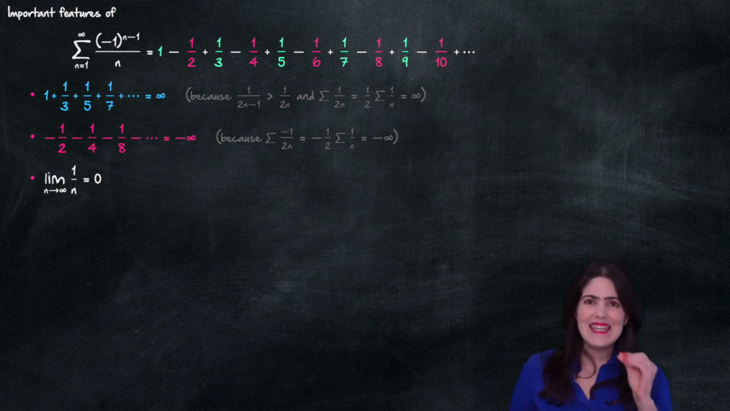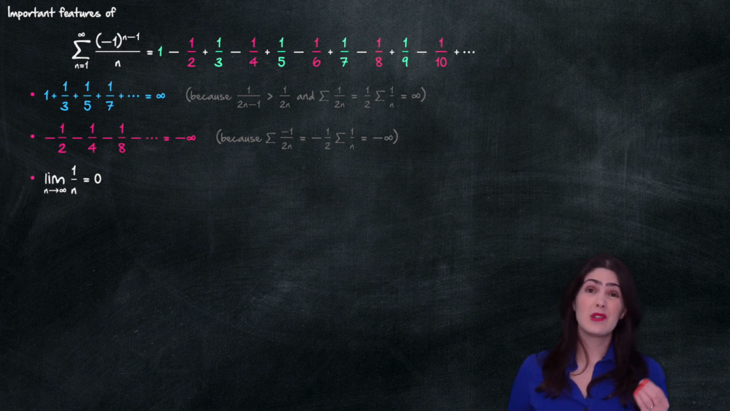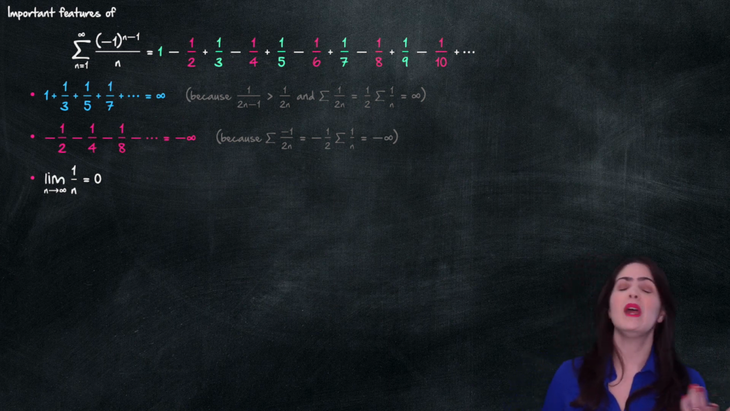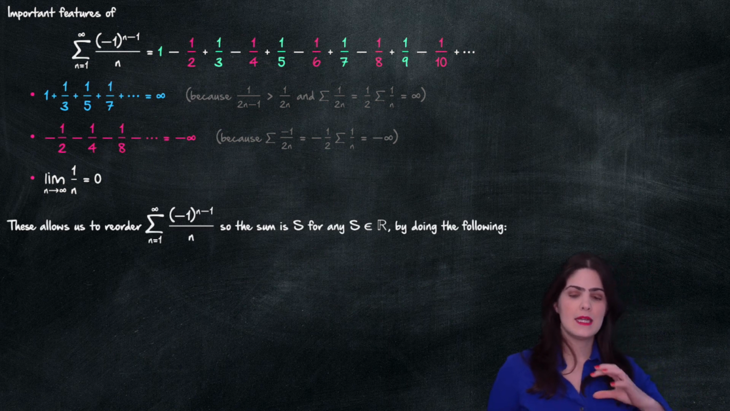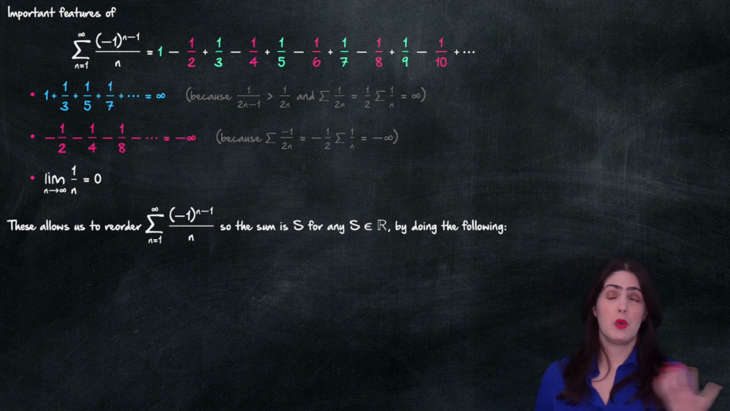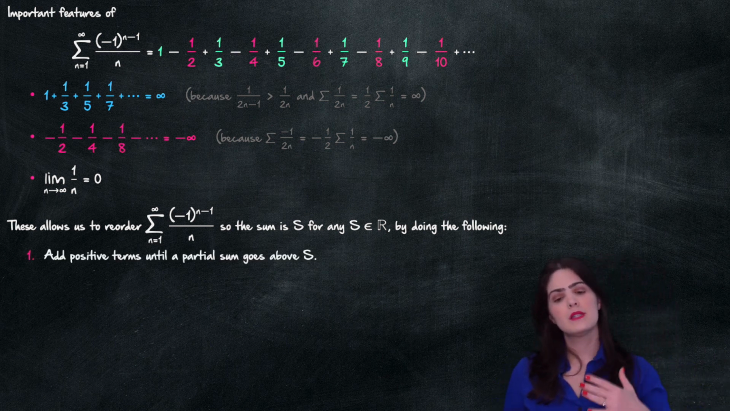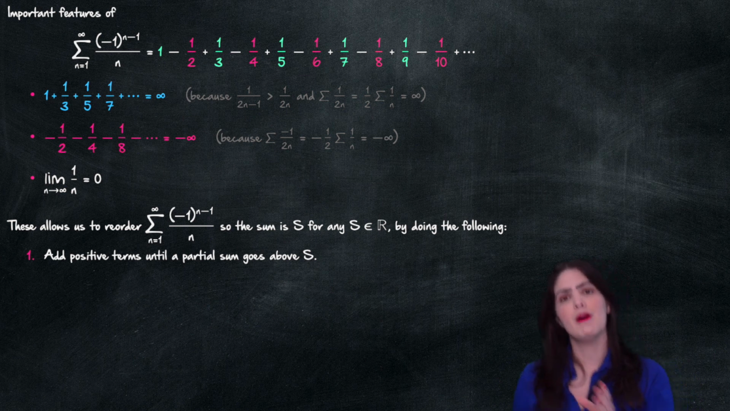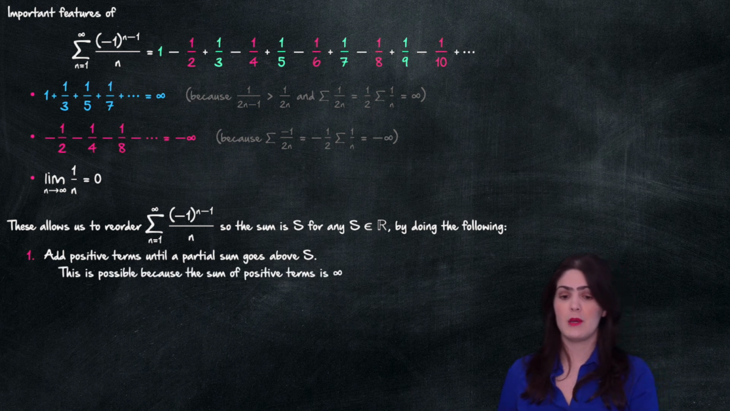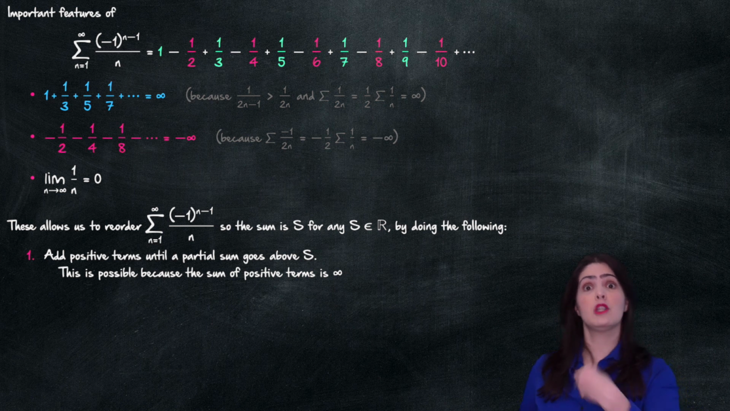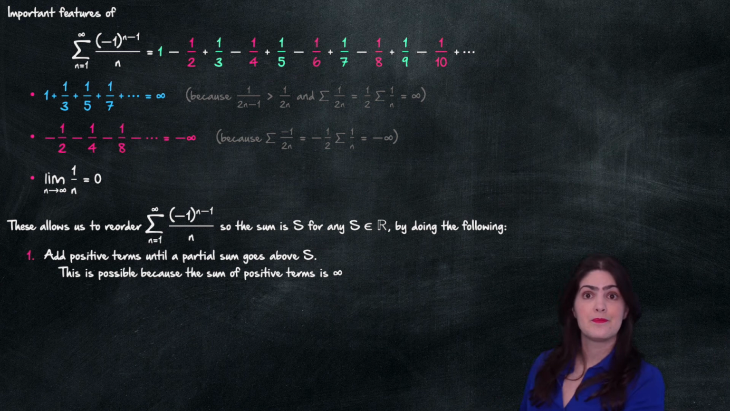And these are the key features of the alternating harmonic series that allowed us to actually do this process, to sum to any value. So the way we do this is that if we want to sum to a number s, any number s, we add positive terms until the partial sums get above s. And this is possible because the series of the positive terms diverges to positive infinity. So I know that if I add enough terms in this series, I can be larger than any number that I like.